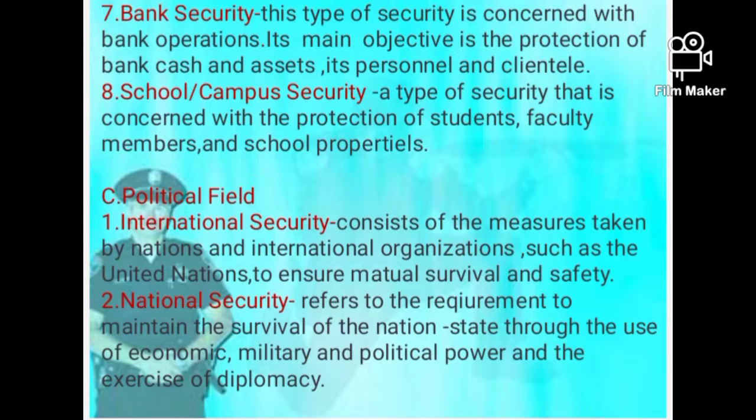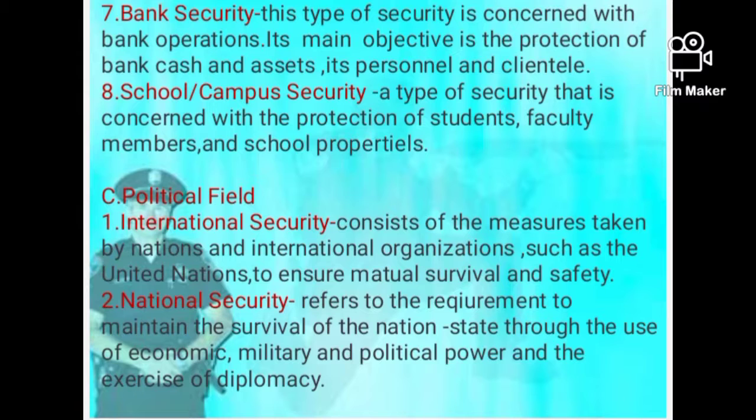Its personnel and clientele. Security personnel are trained to safeguard bank cash and assets while in storage, in transit, and during transaction. Number 8. School campus security. A type of security that is concerned with the protection of students, faculty members, and school properties. Security personnel are trained to protect the school property from theft and vandals, handling campus riots, and detecting the use of intoxicating drugs and alcohol by the students.